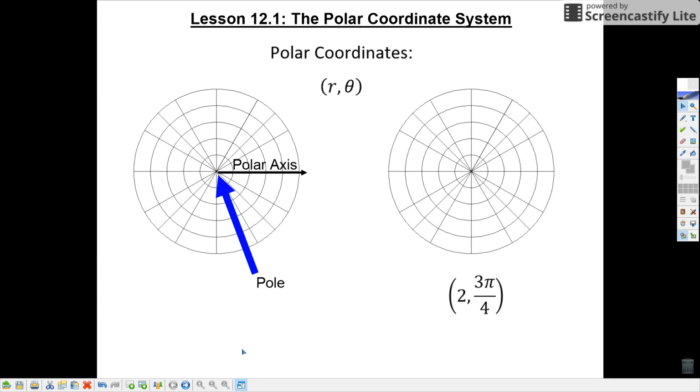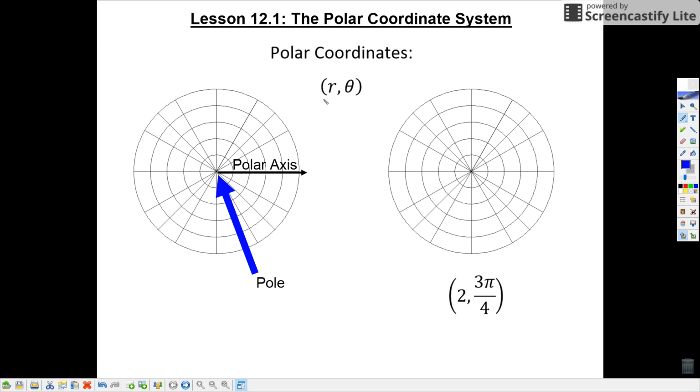So for lesson 12.1, we're talking about the polar coordinate system. It's just another way you can draw a coordinate or draw a graph and so on. So you're used to the rectangular coordinate system where you have an x and a y value, the x being your horizontal distance and the y value being your vertical distance.